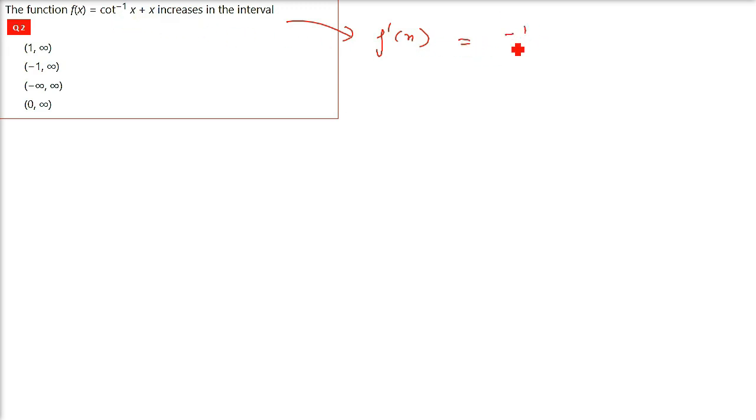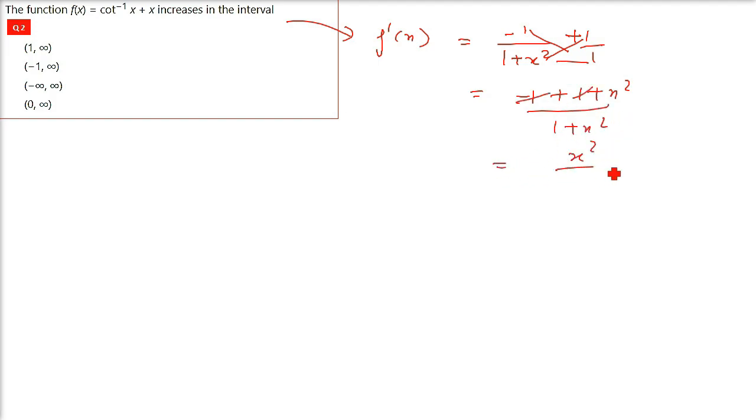The differentiation of cot inverse x is −1 by (1 + x²). That is the differentiation. x is 1. This is 1. Now let us take the LCM to make it more simplified. Multiply cross, and multiply the denominators and write it in the denominator. 1 gets cancelled. You have x² by (1 + x²). This I hope you'll be able to do by yourself also.